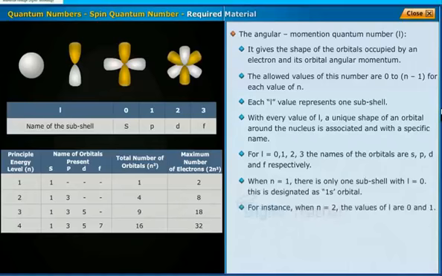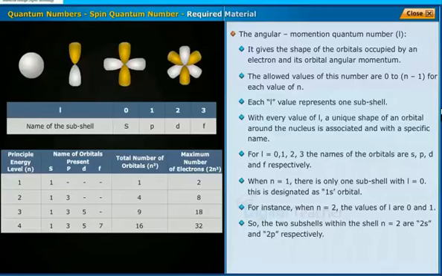For instance, when n is equal to 2, the values of l are 0 and 1. So the two subshells within the shell n equal to 2 are 2s and 2p respectively.